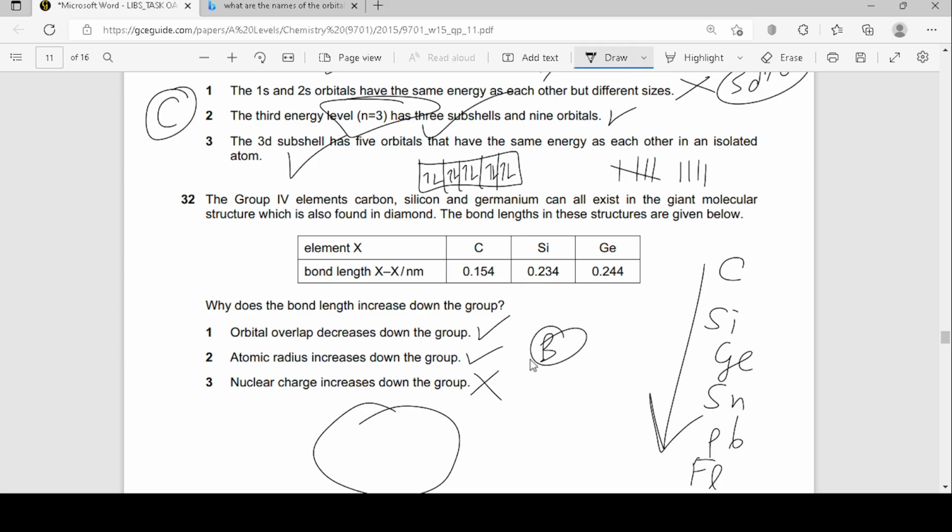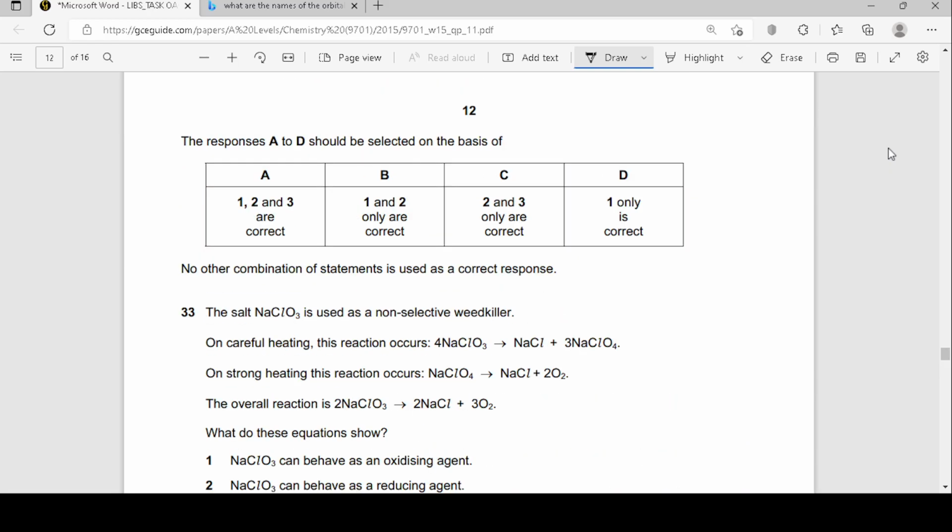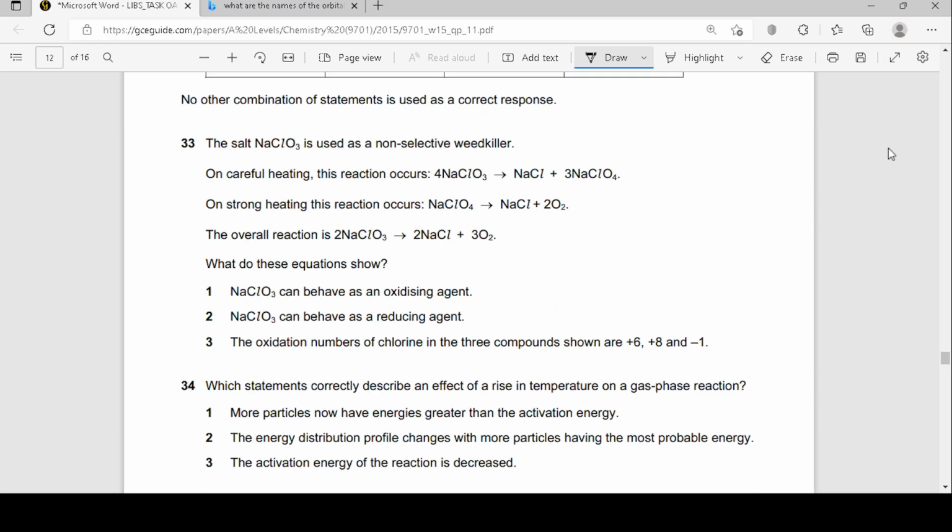The periodic table is here. Okay. Next question. NaClO3 is used as a non-selective weed killer. On careful heating, this reaction occurs: 4 NaClO3 gives NaCl plus 3 NaClO4. On strong heating, this reaction occurs: NaClO4 gives NaCl plus 2O2. The overall reaction is 2 NaClO3 gives 2 NaCl plus 3O2. What do these equations show?